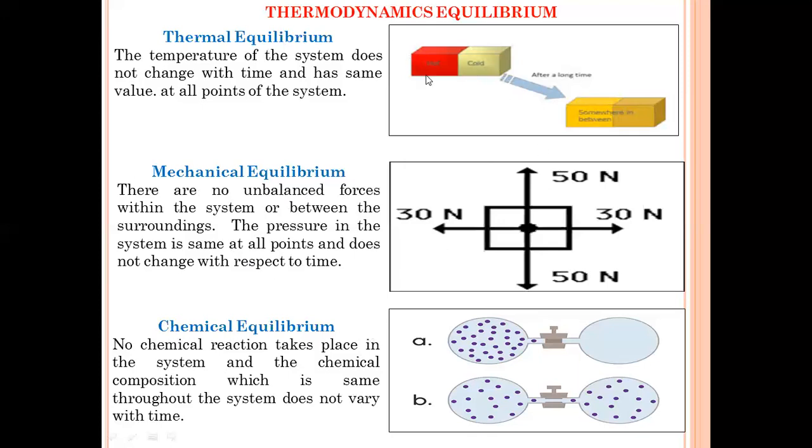Here, when a cold body comes in contact with a hot body, then after a certain time these two bodies have the same temperature. In the case of mechanical equilibrium, we apply equal and opposite forces to a certain object, then that object remains in the equilibrium state. Here we can say that unless and until this wall is opened, the system will be in chemical equilibrium. So these are the three different types of thermodynamic equilibrium.